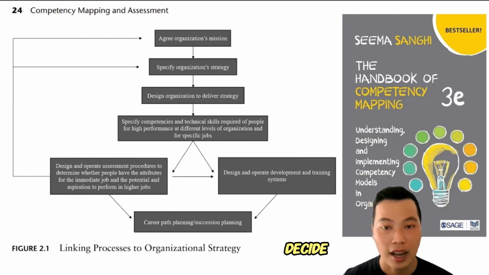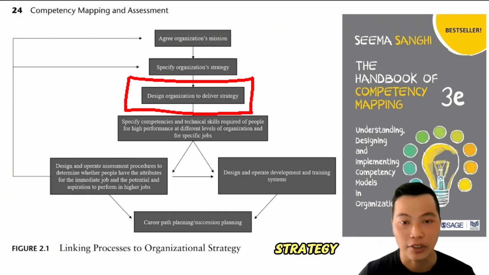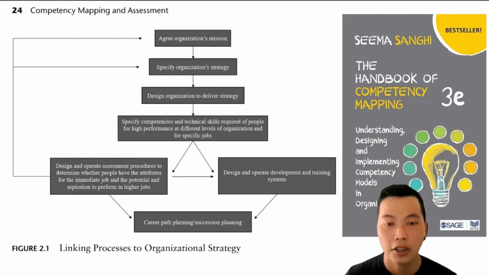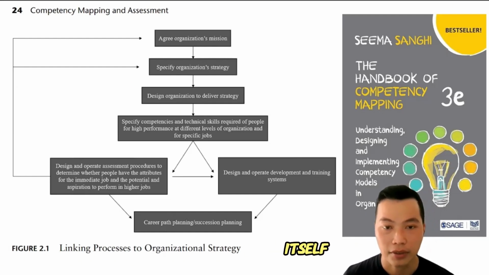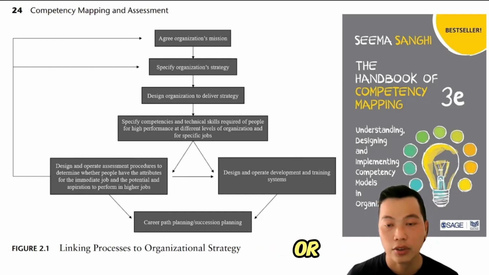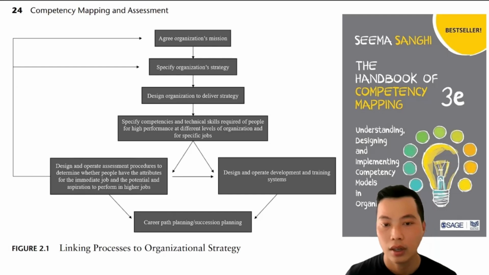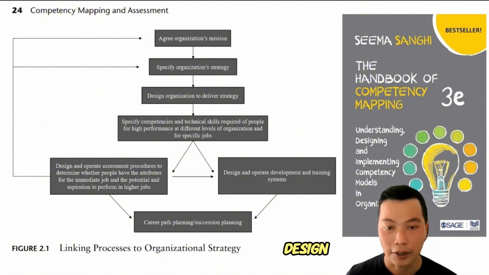Step three, decide the organization to deliver the strategy. This is the part many HR professionals overlook. Strategy does not execute itself. You need an organizational structure to make it work. For example, if the strategy is innovation, the structure must be flexible with fewer layers. If the strategy is cost control, the structure must be standardized and tightly managed. In other words, strategy determines organizational design.